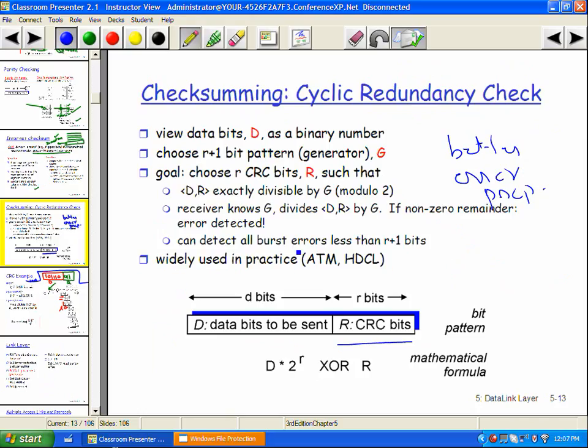In particular, if you have R bits in a CRC, all burst errors, where you consecutively flip a whole bunch of bits, or a whole bunch of bits suddenly become 0 or 1, all burst errors that are R plus 1 bits or less are guaranteed to be detected by CRC. Okay.